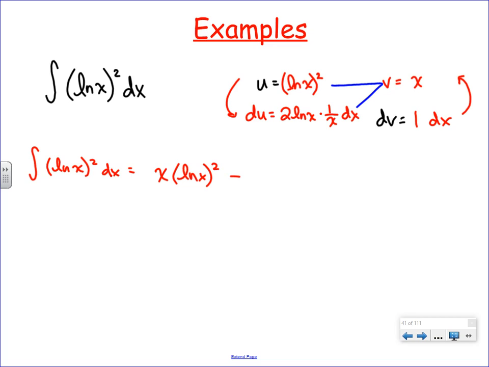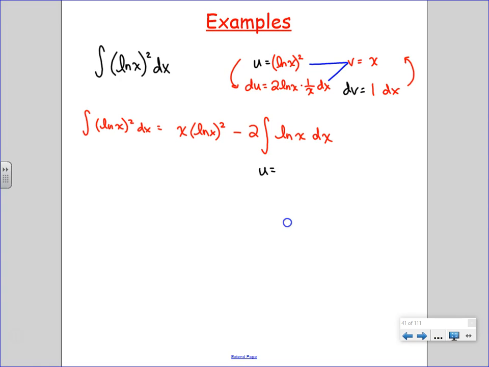Minus, right? UV minus the integral of v du. Wait a minute, what happens when you multiply v du? The x is canceled, you just have an ln of x dx. Exactly. Do we have to do it again? Yep.